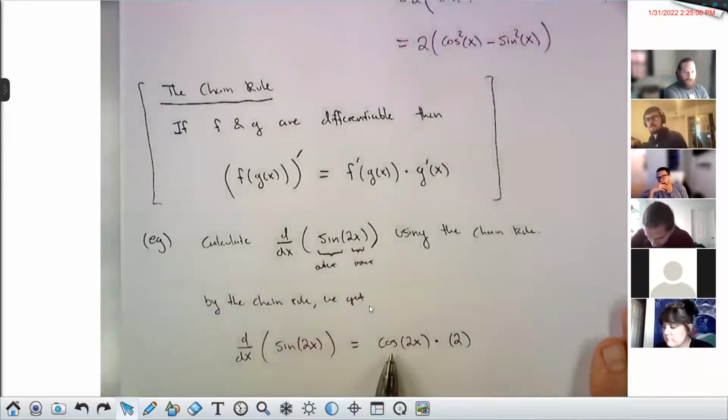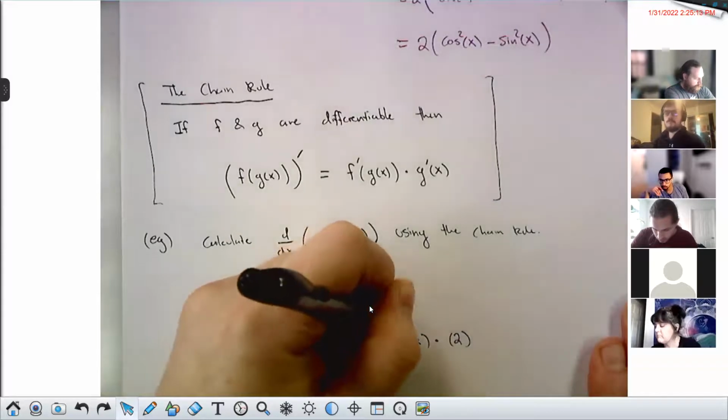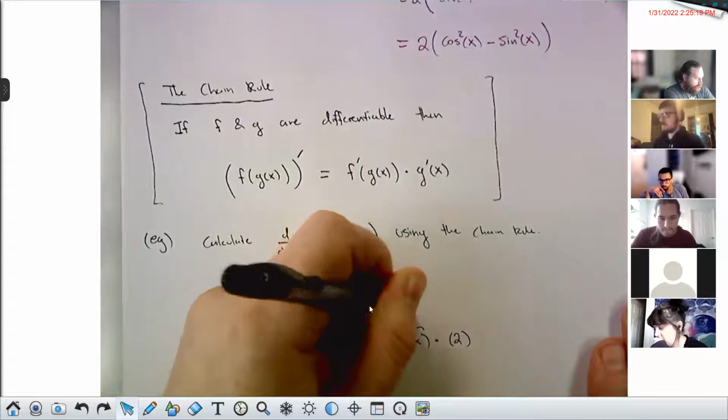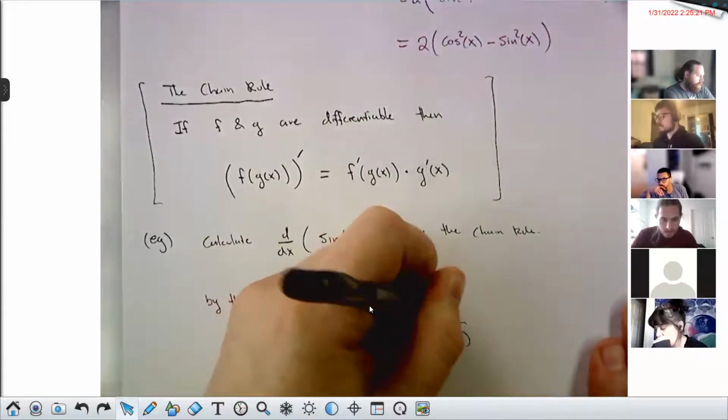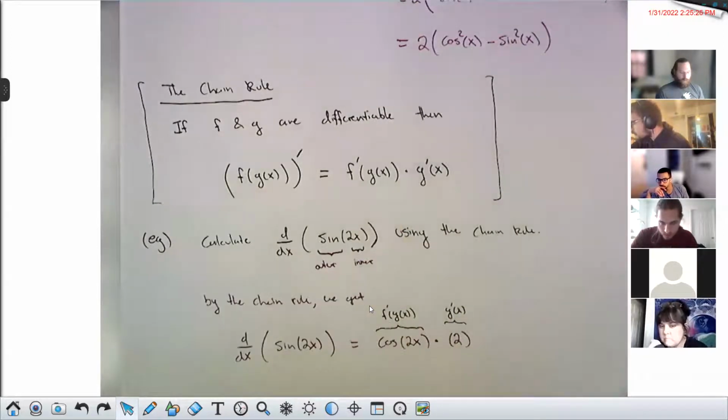So this is f prime of g of x, right? Outer function differentiated, but the inner left alone. This is g prime of x. This piece is the f prime of g of x. This piece is the g prime of x piece. That's what's going on. The idea of differentiating the outer, leaving the inner alone, takes a little bit of thinking. It's not always immediately obvious what that means, but the trig functions are great examples where it's usually fairly clear.